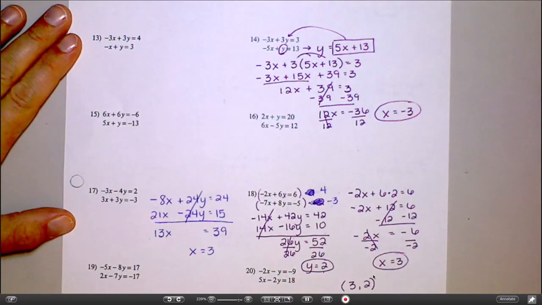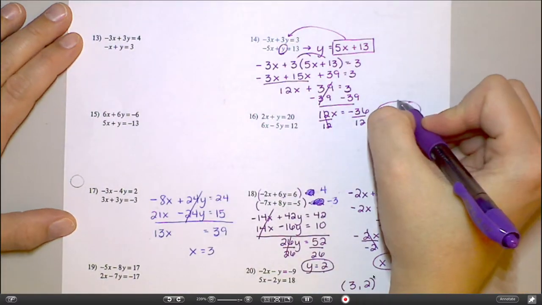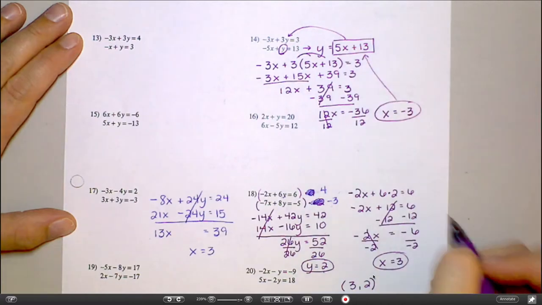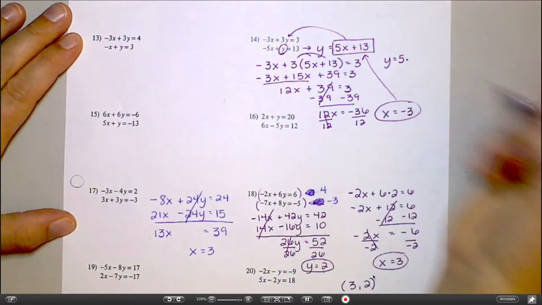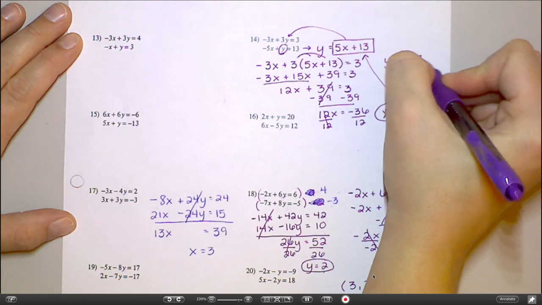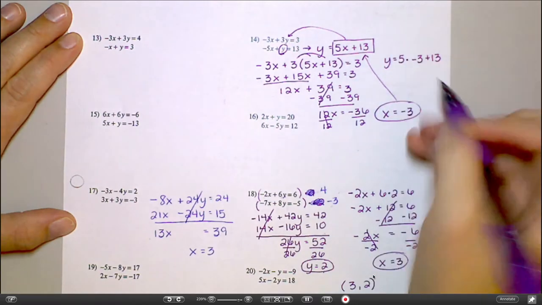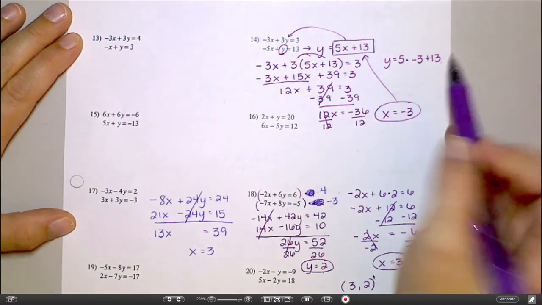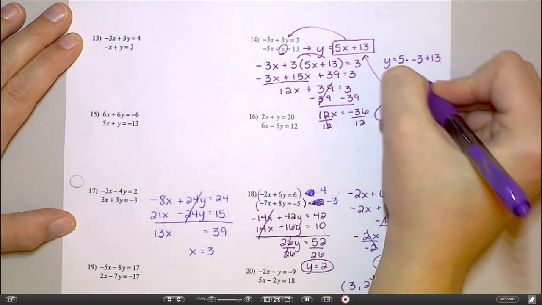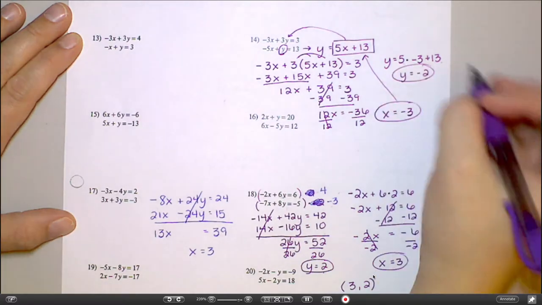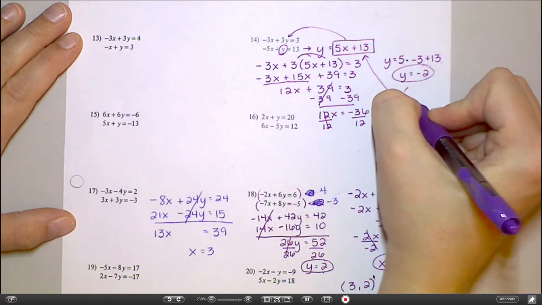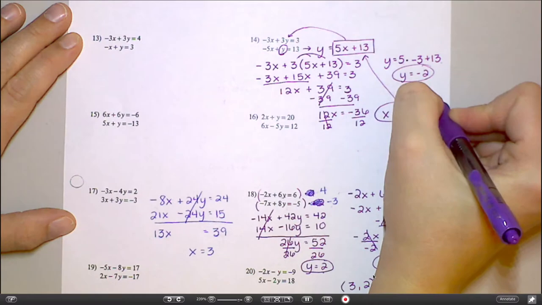Following so far? Any questions on any of that? Okay. I'm going to take this x is equal to negative 3 and put it right back in up here. So y equals 5 times negative 3 plus 13. That's going to be negative 15 plus 13, which is negative 2. Yeah, negative 15 plus 13, negative 2. And so final coordinate here would be negative 3, comma, negative 2.